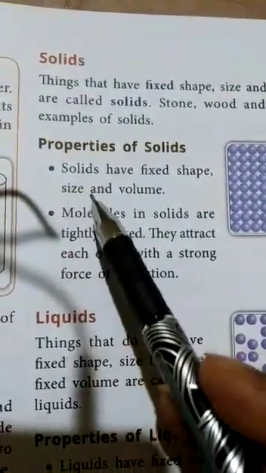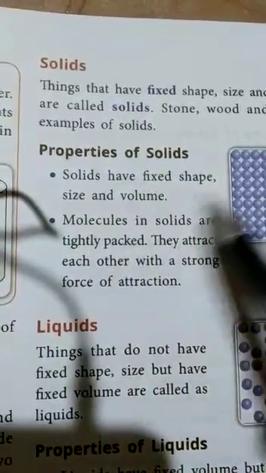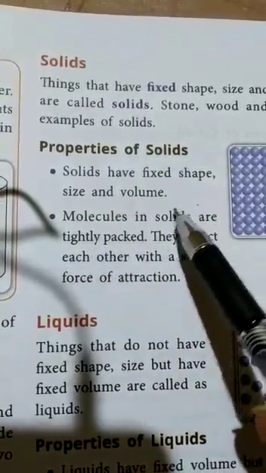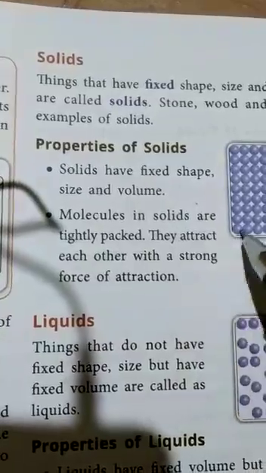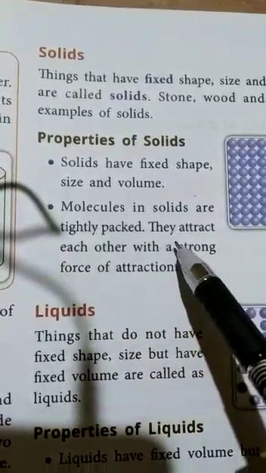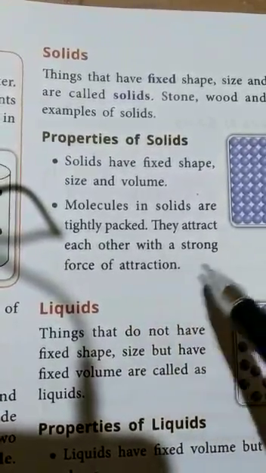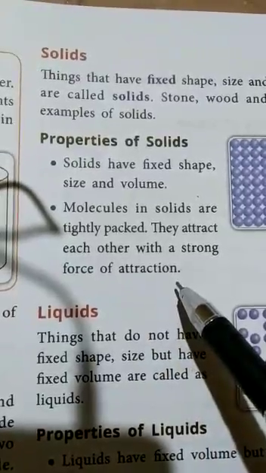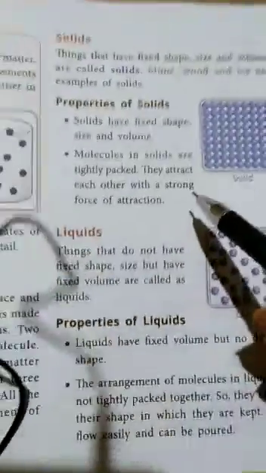Now, what are the properties? Solids have fixed shape, size and volume. Molecules in solids are tightly packed. They attract each other with a strong force of attraction. So these are the properties of solids.